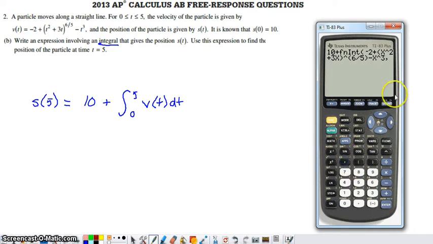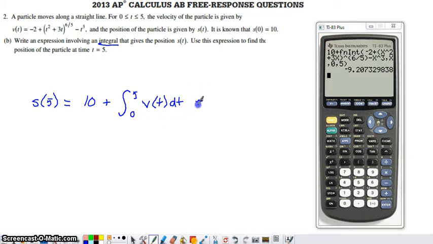My variable of integration that I typed in was x, and I want to do this integral from the x value of 0, so lower limit of integration, up to the x value of 5, our upper limit of integration. And the calculator will think for a minute, and the position after 5 units of time is approximately negative 9.207, taken to 3 digits of accuracy.